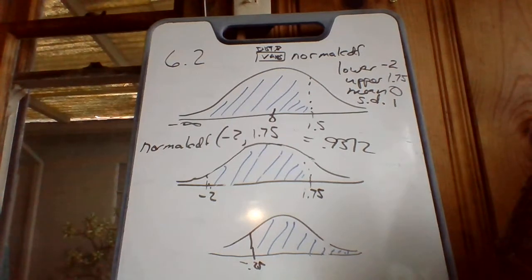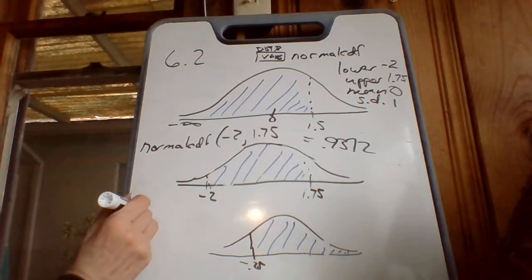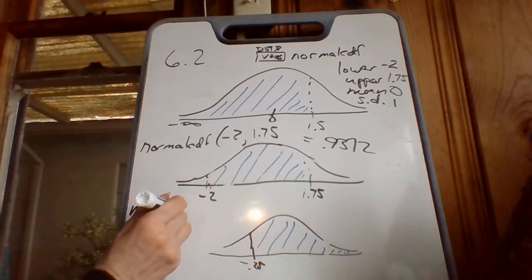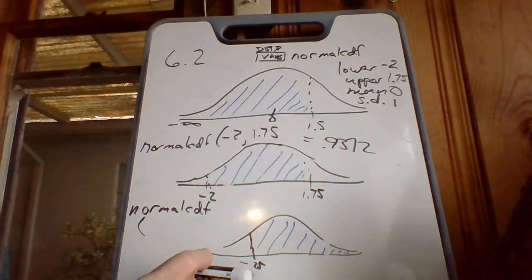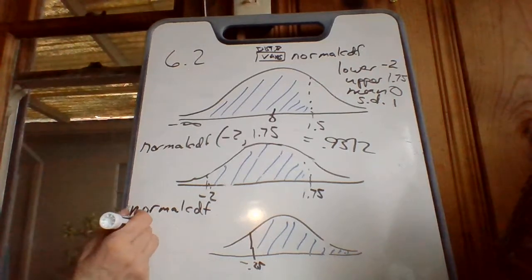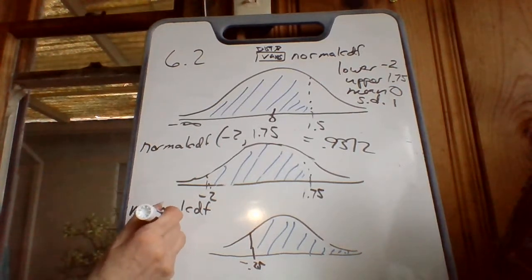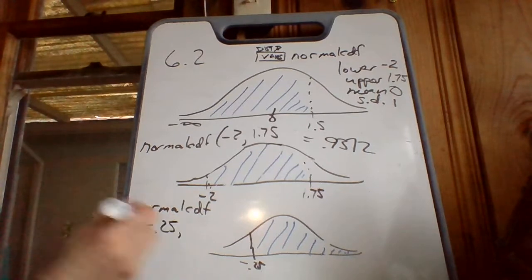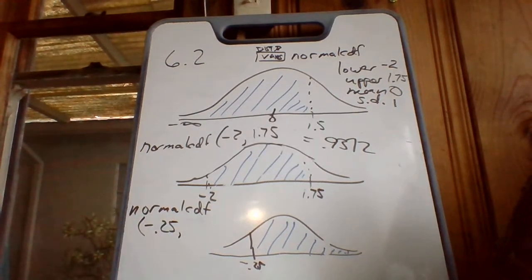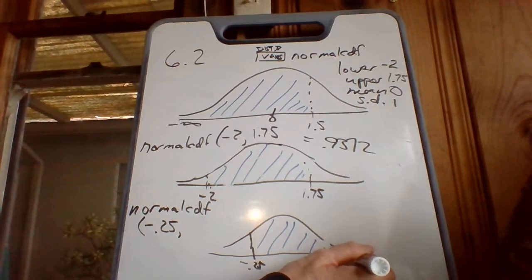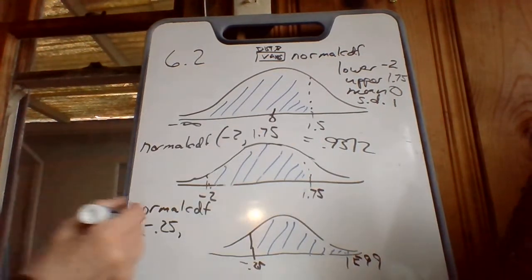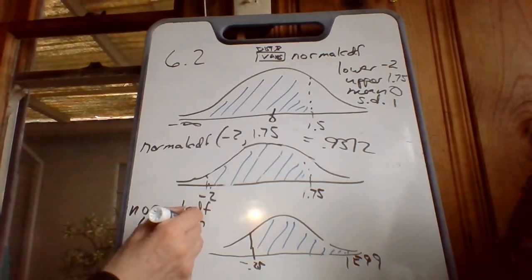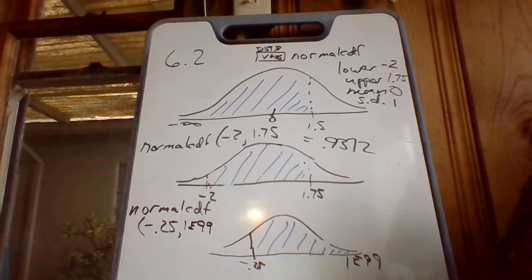All right, let's try this last one. I want normal CDF. And I want to start at -0.25 because that's where the coloring starts. So that's my lower. Upper, well, it goes on forever. So this is positive infinity. 1E99. That's what I'm going to put in upper.